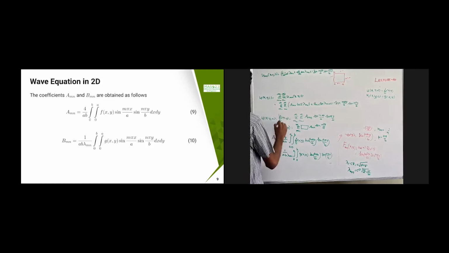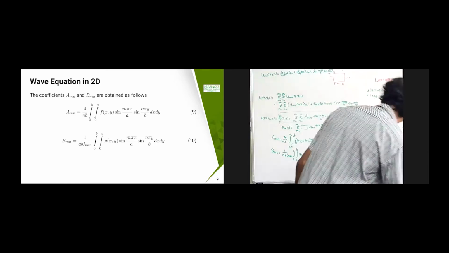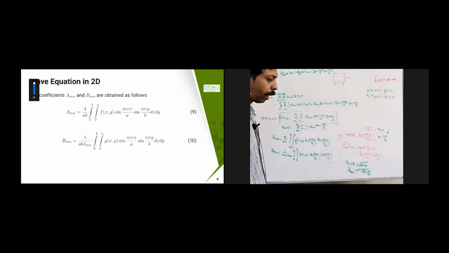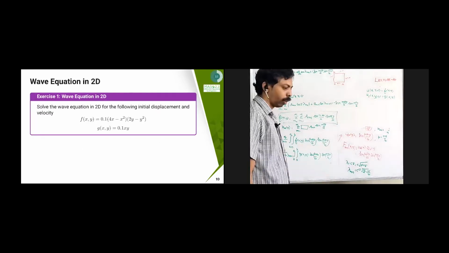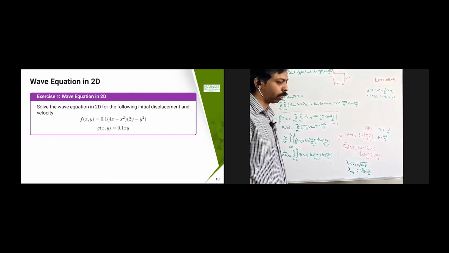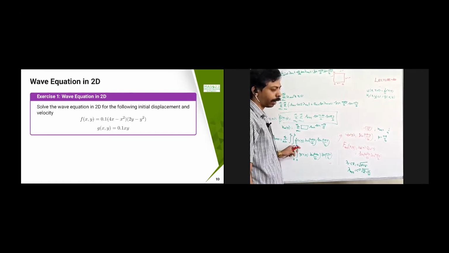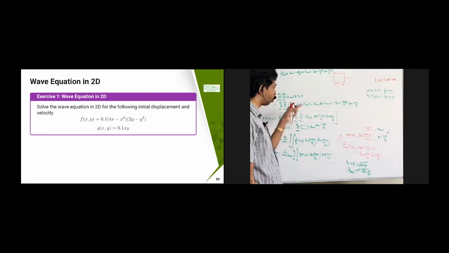So this is called a double series, and we are using this one to find the answer for the wave equation. So this is called wave equation solution using double Fourier series. Here dx dy, those are all just as usual you can put. So you can take this problem and then solve it. f of x y equals 0.1 into 4x minus x squared into 2y minus y squared. You can substitute it here and find the Fourier series for this one, and then calculate your amns and bmns, and then solve the problem.